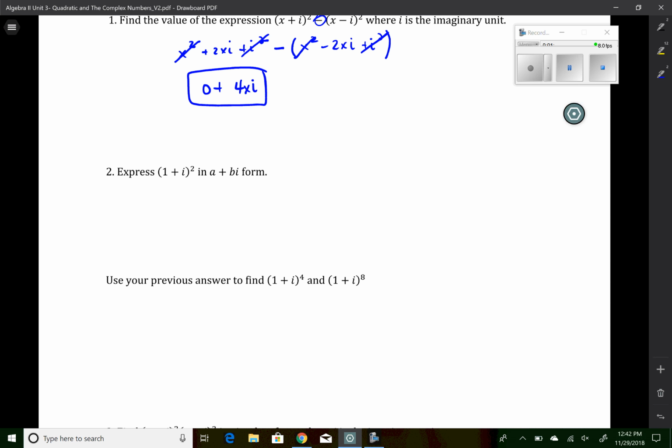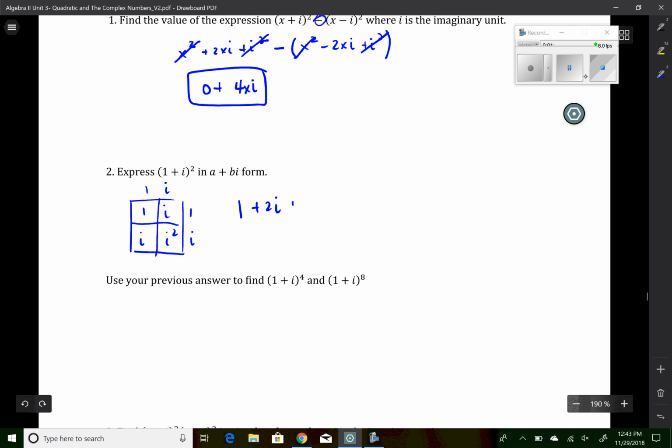1 plus i squared. This you could totally type in a calculator. That's not the point of the homework, right? It's to see if you can actually do this stuff without the calculator, right? Do you know where all of this work comes from? So 1 times 1 is 1. We have i's, and we have i squared. So this is going to become 1 plus 2i plus i squared.